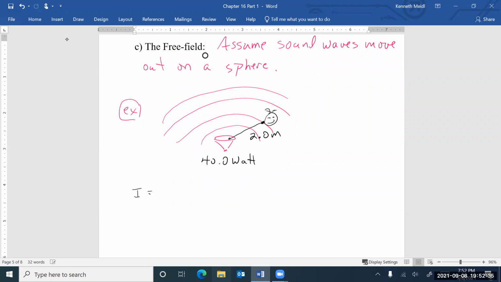Intensity is really your power per area. So what you've got is 40 watts here, but as it moves out from the speaker, the sphere gets bigger and bigger. And so what you have here is 4 pi r squared, and that's the area of a sphere.